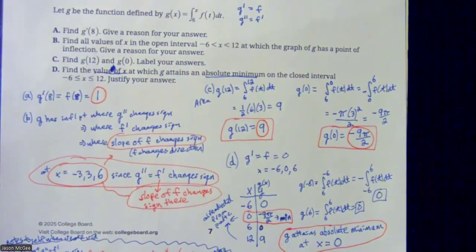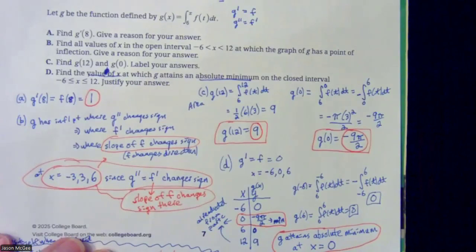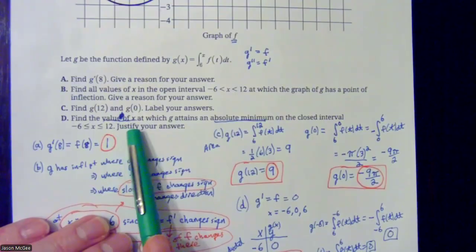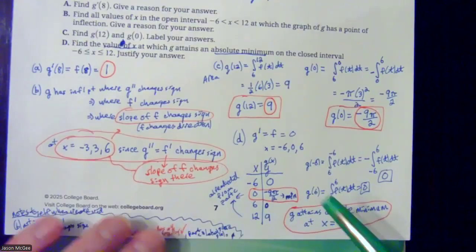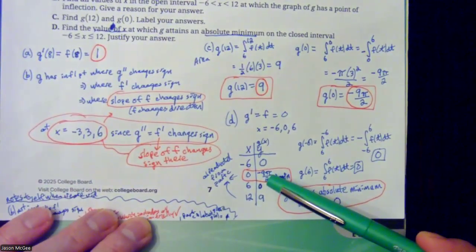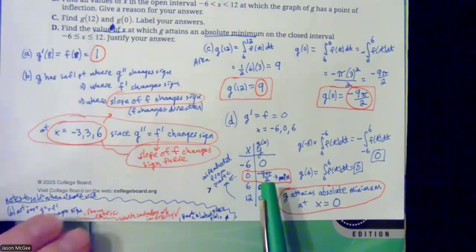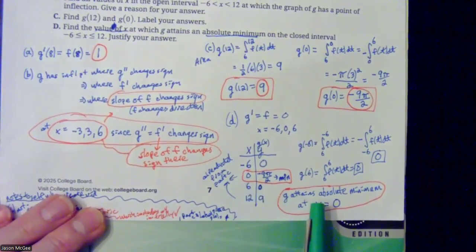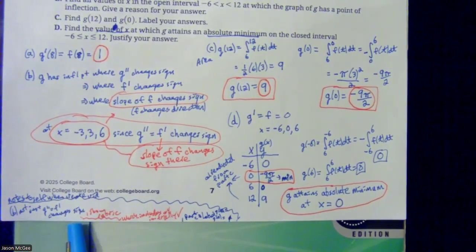And so we're looking at the lowest y value here. It actually says find the value of x at which g obtains its absolute minimum. So you're looking for the lowest y value, and this is the only one that's negative. It says find the value of x. If it says what is the minimum value, you give them that. But if it says the value of x, you say it attains that absolute min at x equals 0.